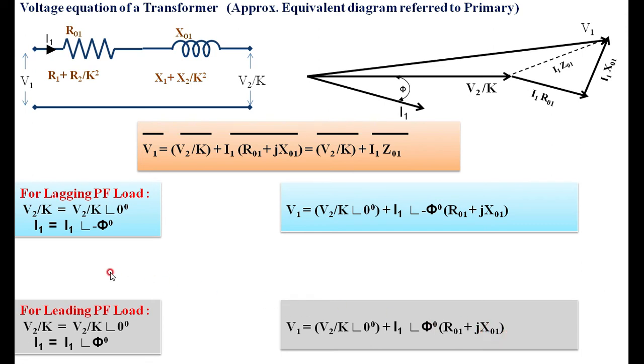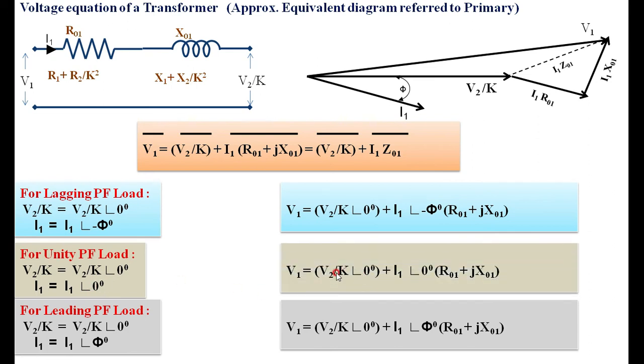If the power factor is unity, once again V2 by K is a reference. It is V2 by K at an angle of 0 degree, and I1 is equal to, now the power factor angle is 0. That is, it is unity power factor. Therefore, phi is 0. Therefore, straight away I1 is equal to I1 at an angle of 0 degree. Therefore, the equation is V2 by K at an angle of 0 plus I1 at an angle of 0 into R1 plus jX1. This is how we have to write the equation in the polar form and the combination of R1 and jX1.